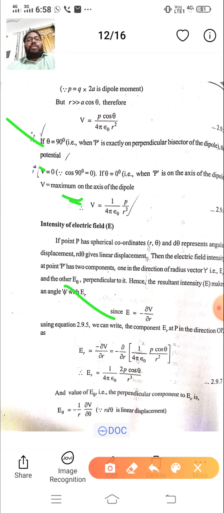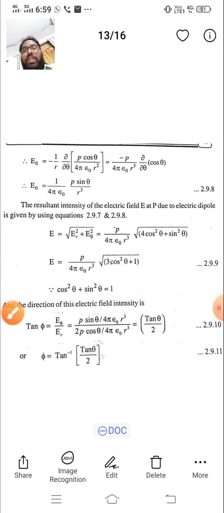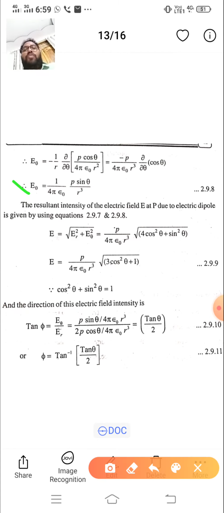Next, we calculate the electric field intensity using the above V equation. We know the relation between E and V: E equals minus dV by dr. Substituting the V value and differentiating, since E is a vector we differentiate in two ways: with r and with theta. For r, Er equals minus dV by dr, which becomes 1 by 4 pi epsilon naught into 2p cos theta by r cube. And E theta equals minus 1 by r into dV by d theta, which gives E theta equals 1 by 4 pi epsilon naught into p sin theta by r cube.